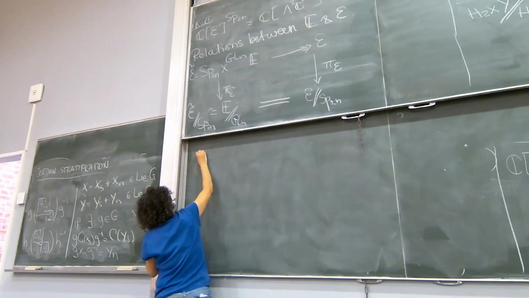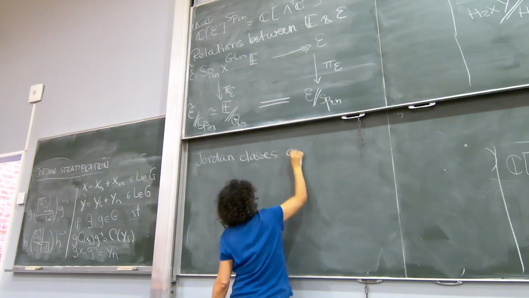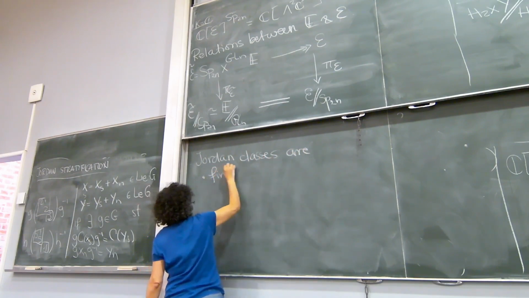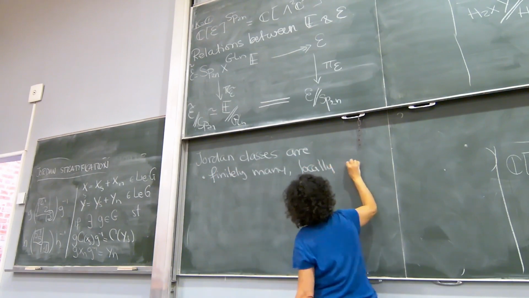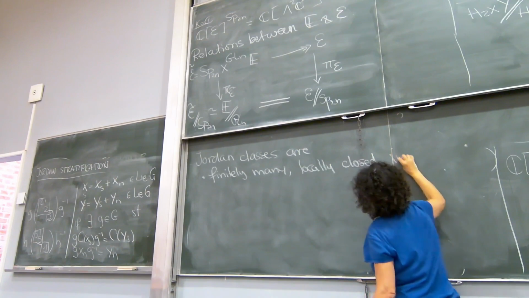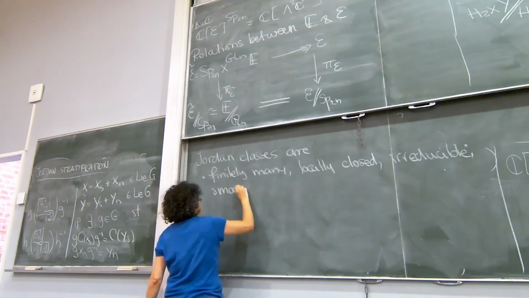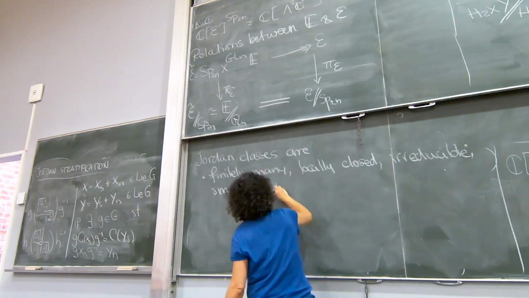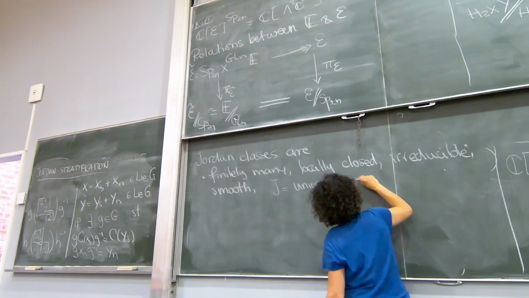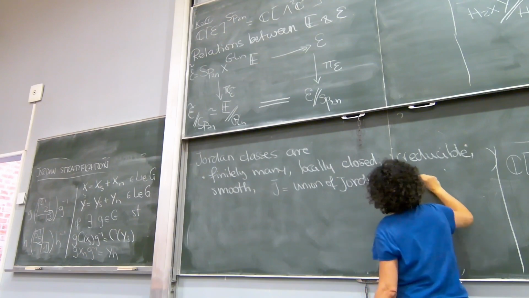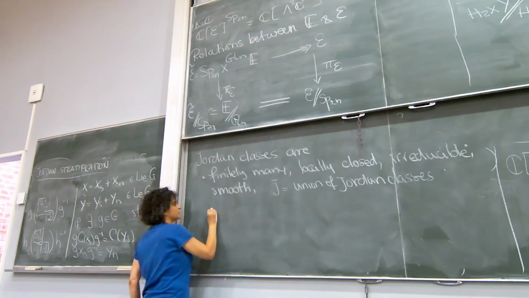So what we know about Jordan classes is that they are finitely many. They are locally closed, so they have a nice geometric structure. They are irreducible. They're smooth. The closure of a Jordan class is a union of Jordan classes. They are clearly G-invariant by construction. They are unions of orbits of the same dimension.